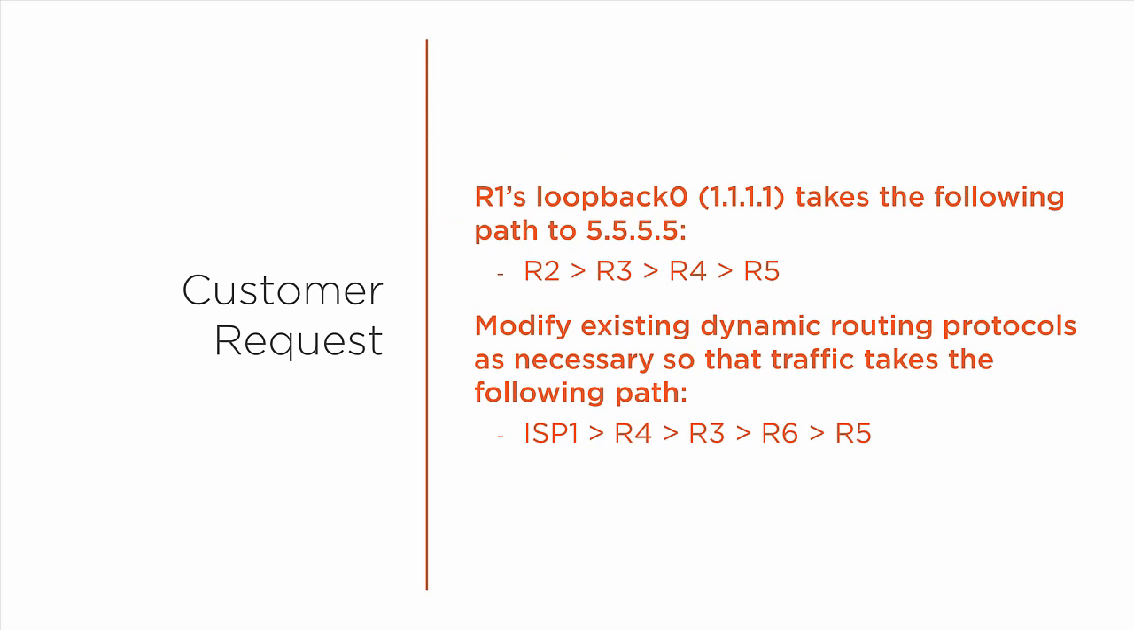R1's loopback 1.1.1.1 takes the following path to 5.5.5.5: R2 to R3 to R4 to R5, okay? Modify existing dynamic routing protocols as necessary so that traffic takes the following path: ISP1 to R4 to R3 to R6 to R5. Okay, let's take a look at the topology diagram.